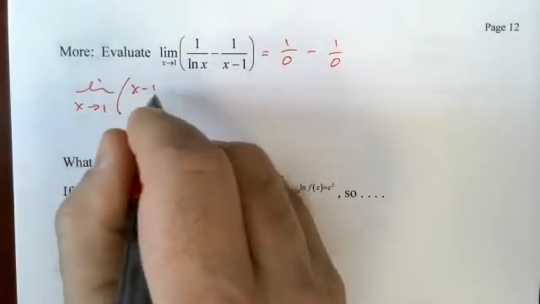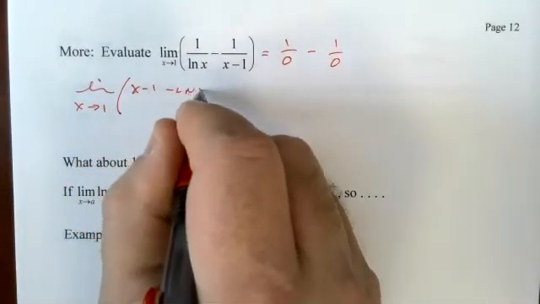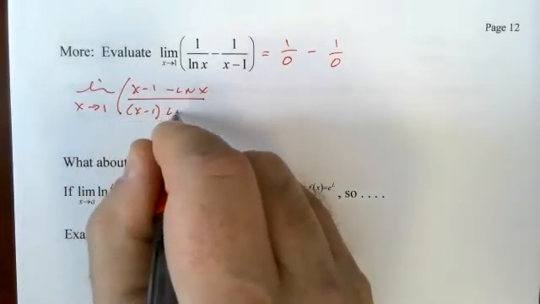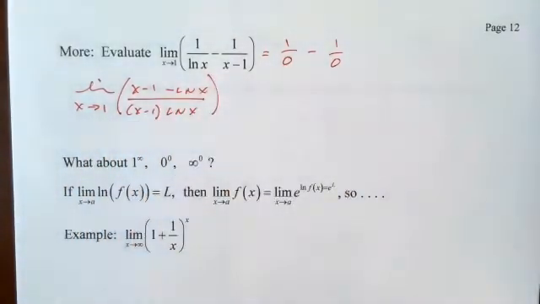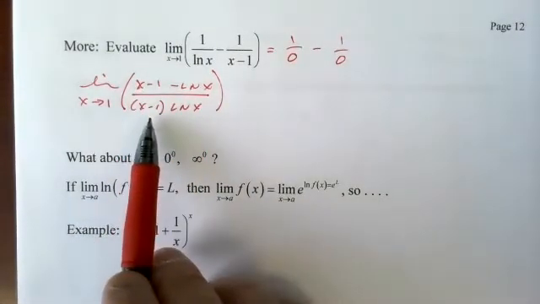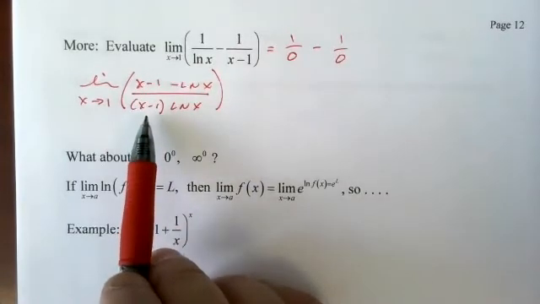x minus 1 minus ln of x, over (x minus 1) ln of x. Why? Why, Mr. T? I'm lost. Why would you do that? I don't understand. When can I run L'Hopital's rule? When I have 0 over 0 or infinity over infinity.